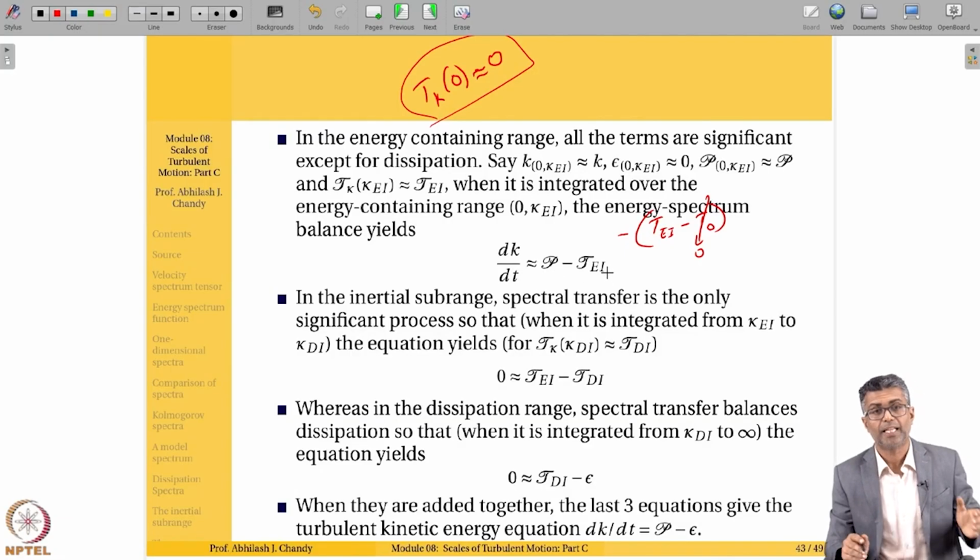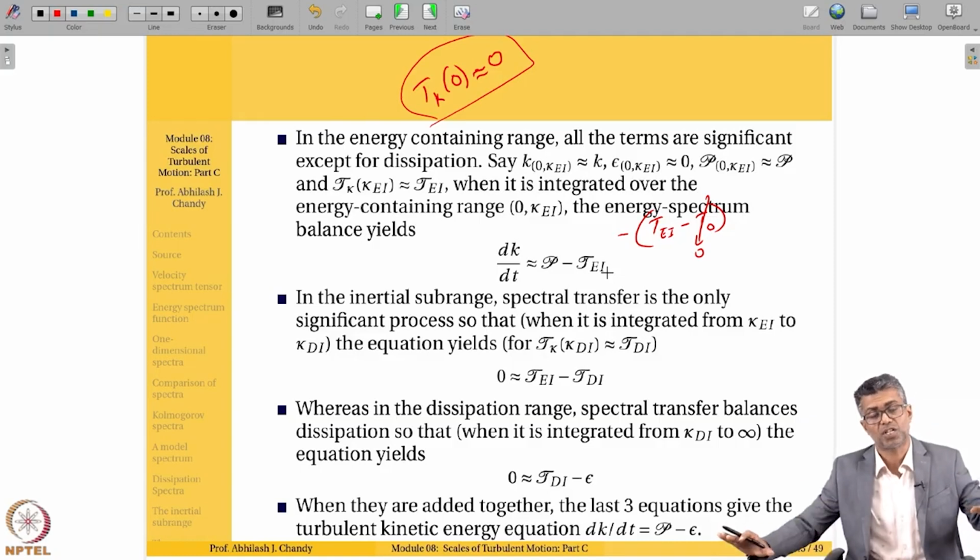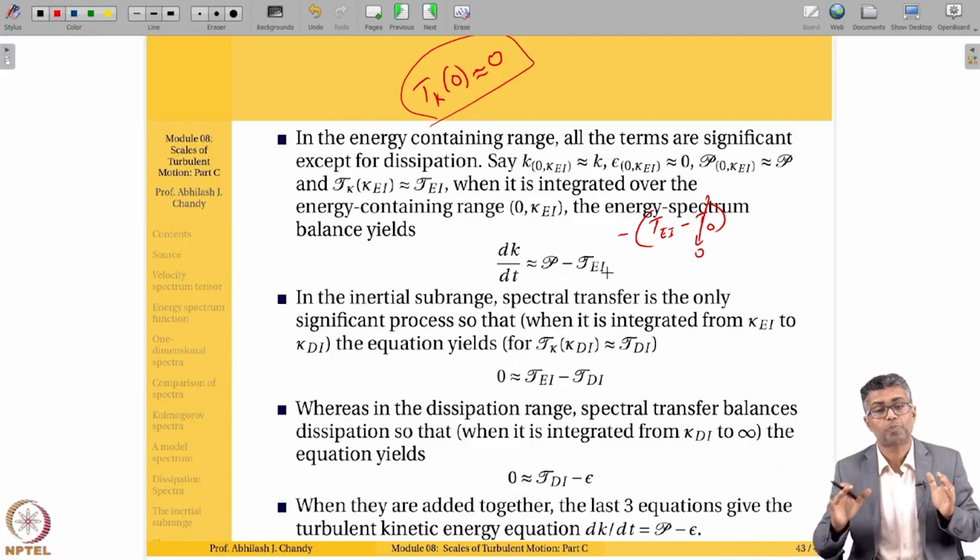All right. Then go to the next one, the inertial subrange. The spectral transfer here is the only significant process. You have accounted for all production. Dissipation is mostly significant only in the dissipation range. So spectral transfer is the only significant term.